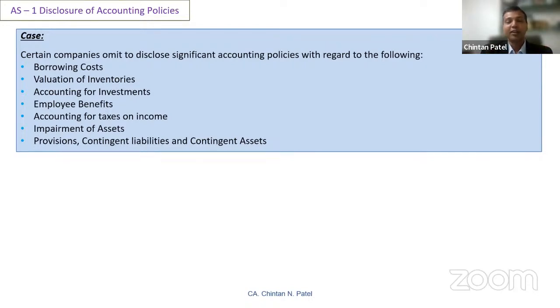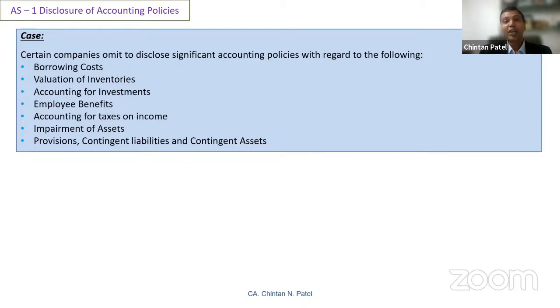The financial statements are prepared based on accounting policy, and which are the very, very critical accounting policy which has been considered by the company for the purpose of preparation of financial statements. So there are few financial statements where there is no mention of borrowing cost accounting policy, valuation of inventories, accounting for investments, employee benefits, accounting for taxes on income, impairment of assets, provisions, contingent liability, contingent assets. A question which may come into picture, that if I don't have any impairment, then do I require to prepare and provide accounting policy of impairment of assets?